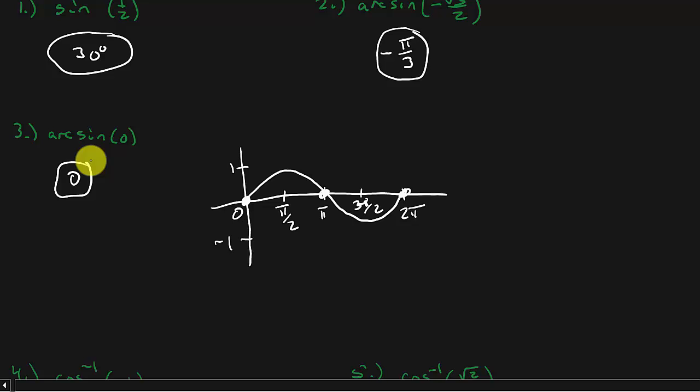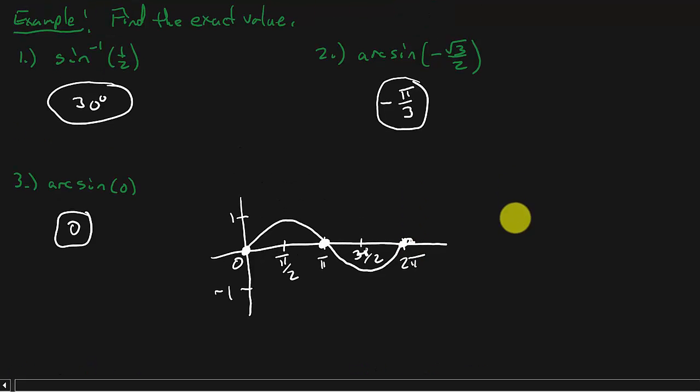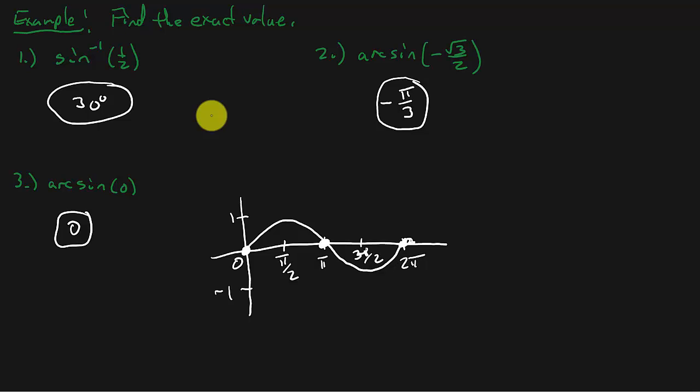But you're sitting there thinking, oh, but wait a minute. Sine is also 0 at pi, and it's 0 at 2 pi. Yeah, you're right. That's true. But we're doing the inverse sine. Oh, and I did not mention arc sine, inverse sine. They mean the same thing. It's just a different way to write it.